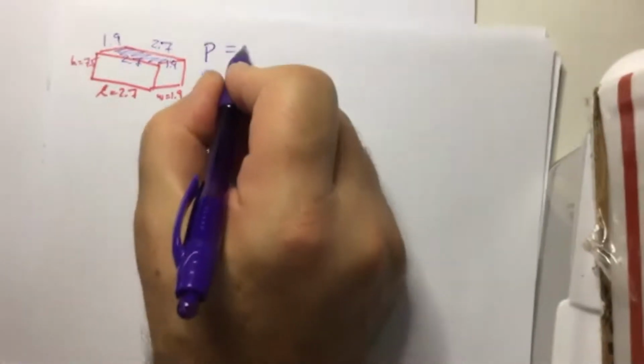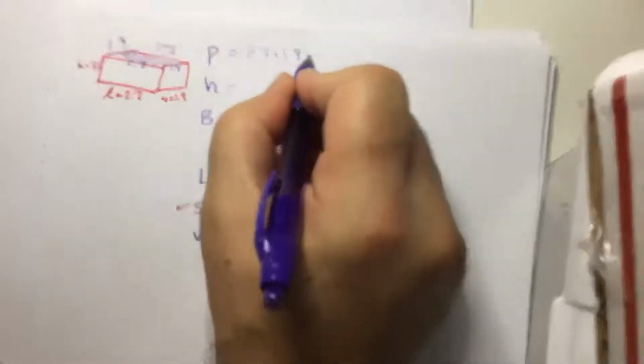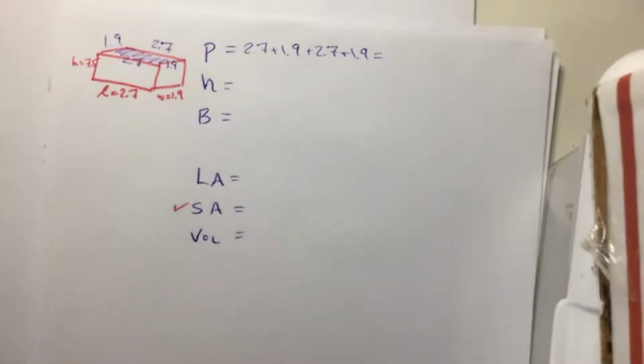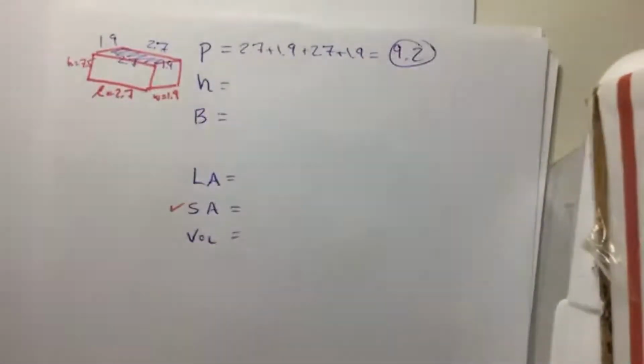So if this part is 2.7, then so is this. If this is 1.9, then so is this. This side is the same as that. So that's another 2.7, and that's another 1.9. So really, I just have to add up 2 of the lengths plus 2 of the widths, and that's going to be my perimeter. So in my case, it's 2.7 plus 1.9 plus 2.7 plus 1.9 equals. Your numbers will be different, but it's the same process. It's 9.2, and you just leave that alone there for a minute.